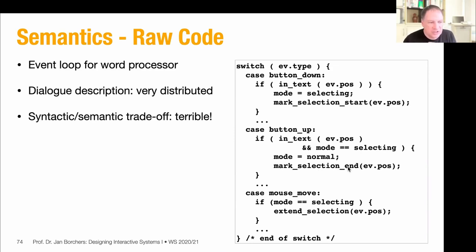But you see that the trade-off is terrible, right? We have a lot of text, we have a lot of things to read. None of you looked at this and said at a glance, oh, I know what this is. So raw code is not a good format for capturing user interface behavior well, right? The description of the dialogue is very distributed, and it's basically not a good way to describe it. So that's why we learned these other ways of visualizing or expressing the structure of dialogues and of interfaces in general.